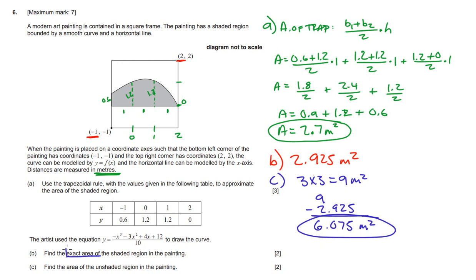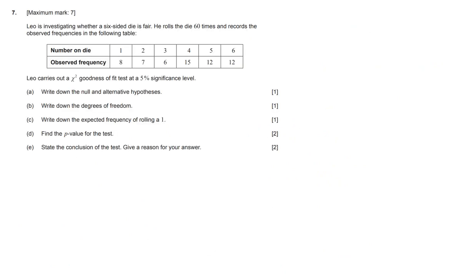Since this said exact area, that's why we left it like this. This says find the area. It doesn't say anything about exact area, so that's probably why they're rounding it off. So 6.08 square meters might be our better answer instead of 6.075. Okay? Moving on to number 7.